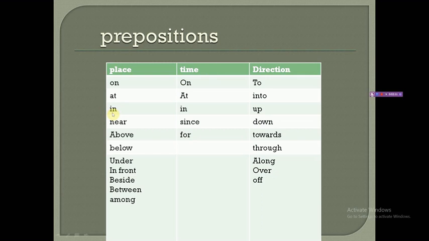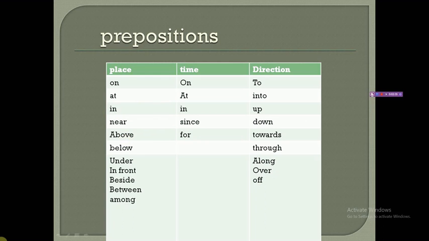Moving on to in. In is a preposition which denotes place. For example, I am teaching in my room. The cat is in the room. Near. His house is near a temple.